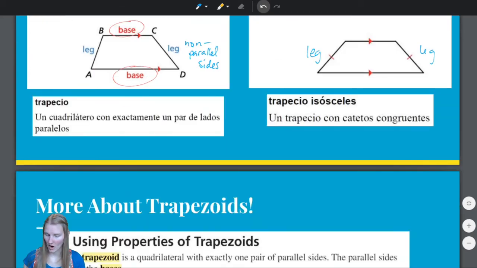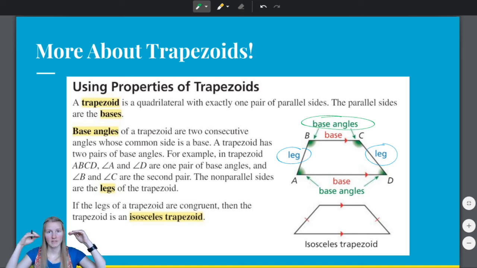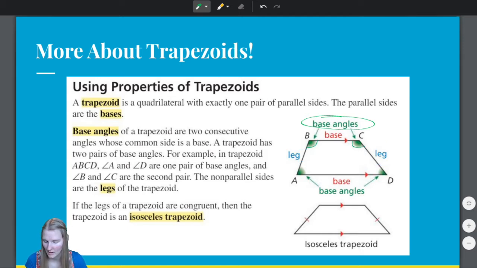And we're going to move on to a little bit more information about trapezoids. So, we saw what the legs were, we saw what the base sides were, and we talked about isosceles trapezoids. What we didn't talk about were base angles. So, base angles are pairs of angles that are part of the base side. So we can color code these. So these two angles, the top base angles, go kind of together.